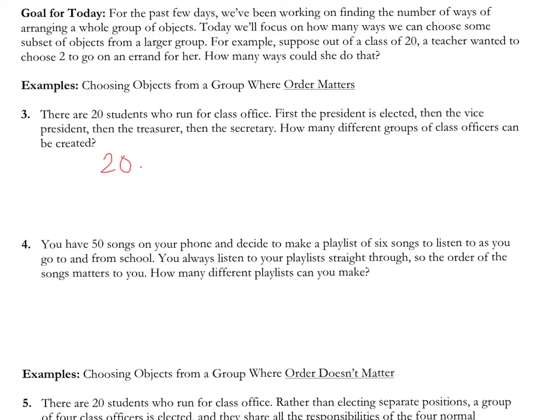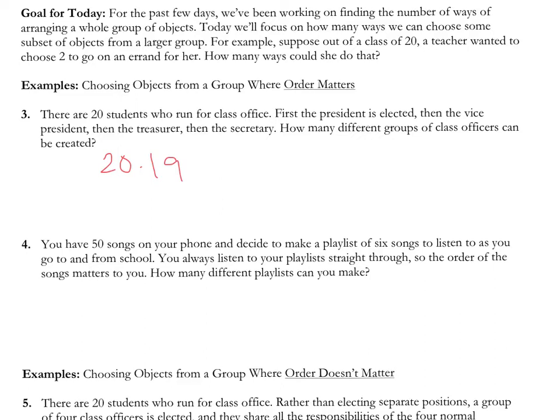Now, once the president is elected, then we have to elect a vice president. So for each of the 20 possibilities for who is president, there are going to be 19 different possibilities for who is vice president. So in total, between president and vice president, so far we're up to 20 times 19 different combinations.